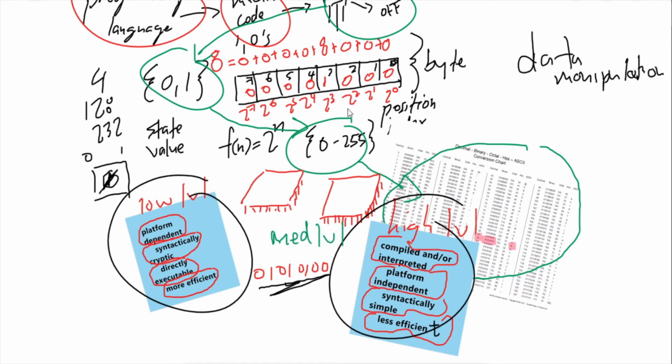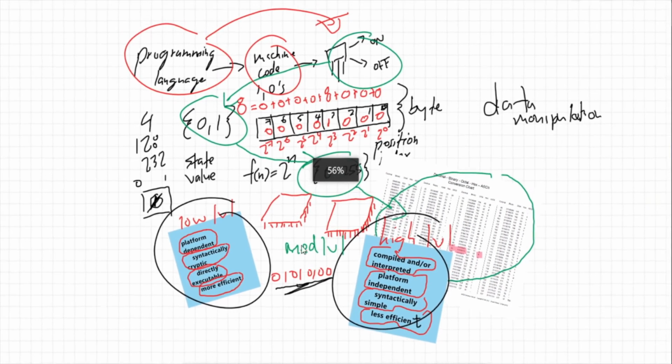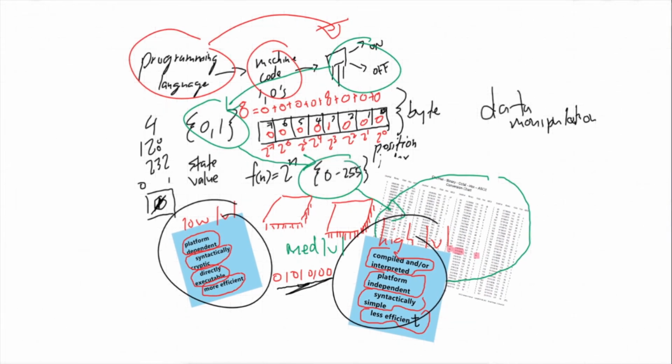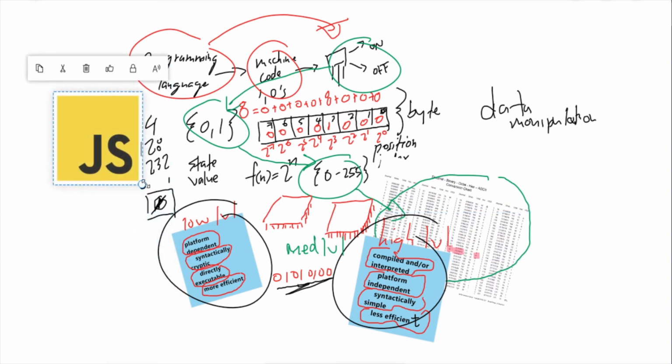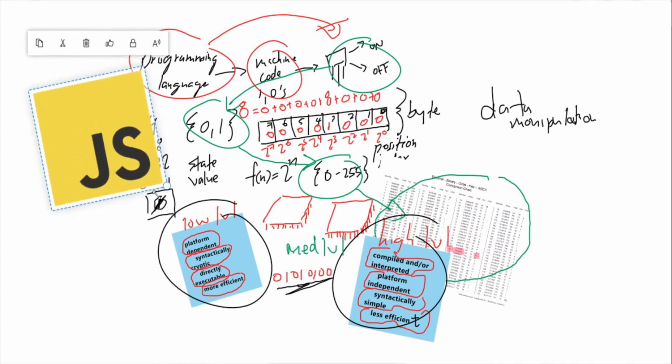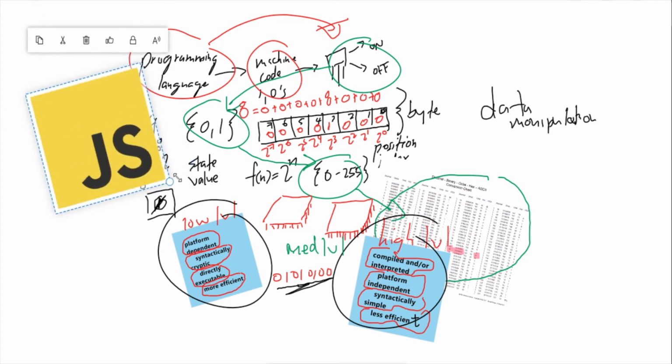And so in the next video, I don't think we're going to do actual programming. We're going to stay a bit more abstract. We're going to take a look at the JavaScript programming language, whether it's high, medium, or low, what that means, is it compiled, is it interpreted, and how it's used for web development.